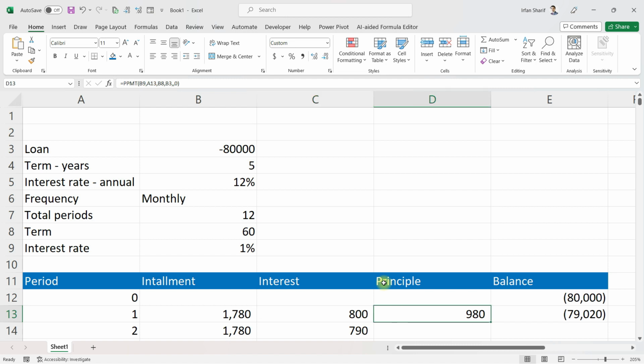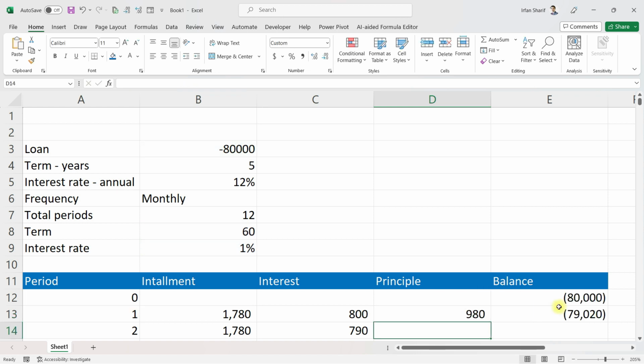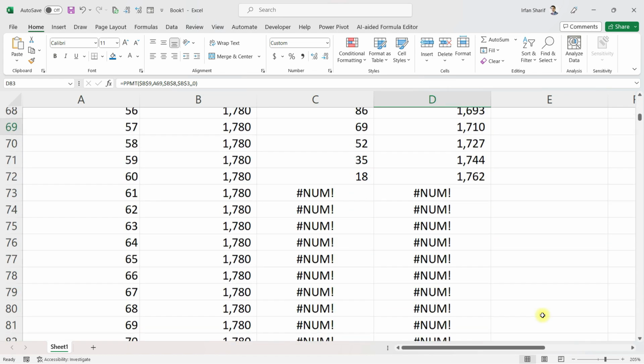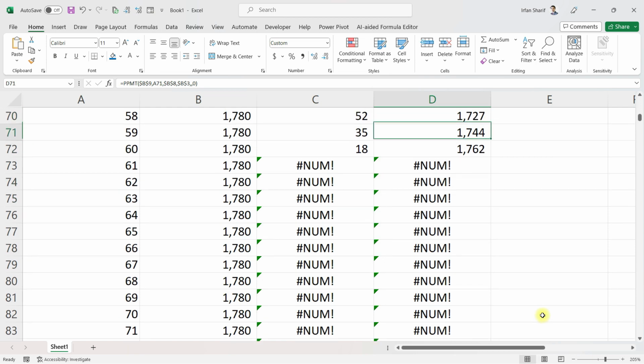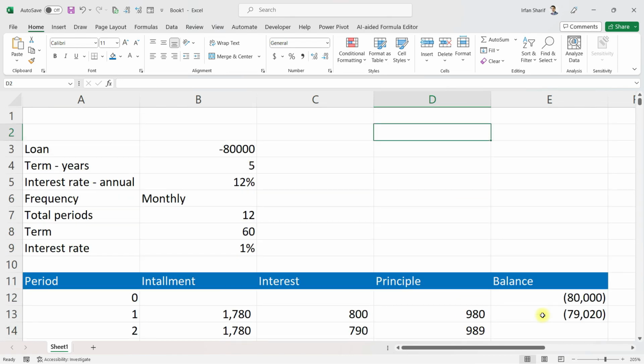Let us do the same for principal. All the cell references should be absolute except the A13. So for B9, make it absolute, B8, make it absolute, B3, make it absolute. And now you can double click and you can see that you have correctly calculated all the values up to period number 16. After that, let us go back and let us also talk about the balance payment.